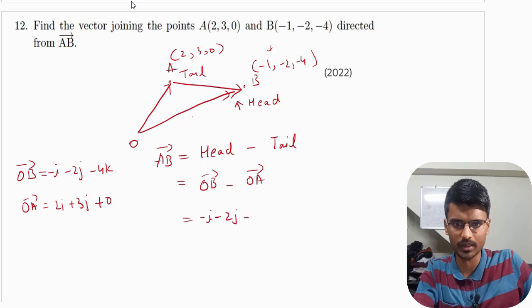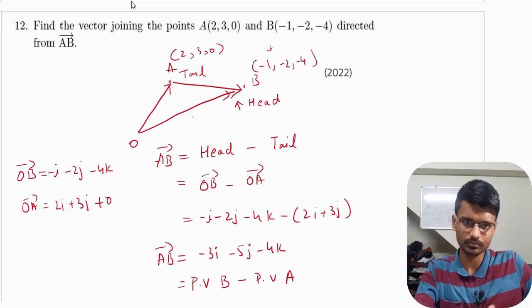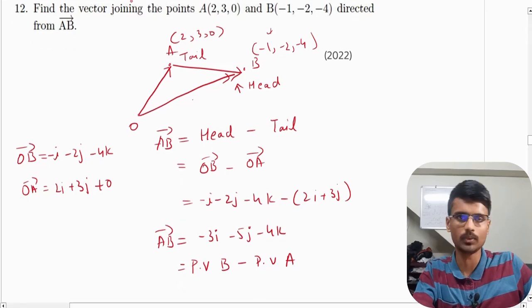Minus i minus 2j minus 4k minus of (2i plus 3j). So what do I get? Minus 3i minus 5j minus 4k. So this is what you get. This is your AB vector. So just remember position vector of B minus position vector of A. Head minus tail also you can take. Position vector of B minus position vector of A. Remember this. This can also be asked in your exam.